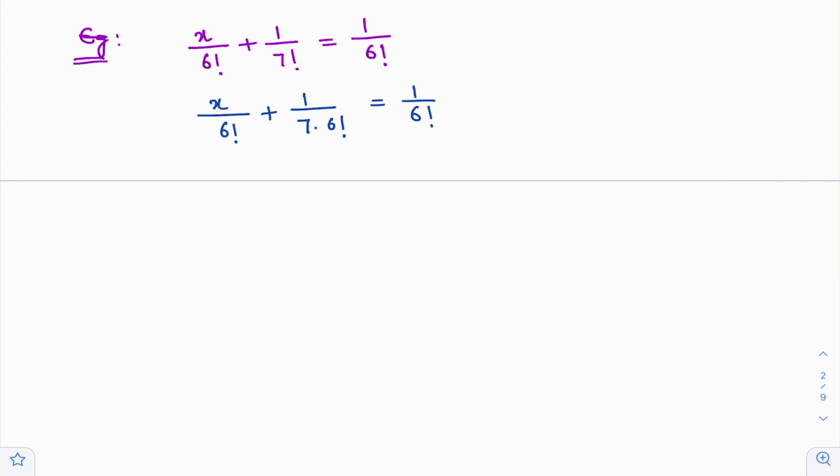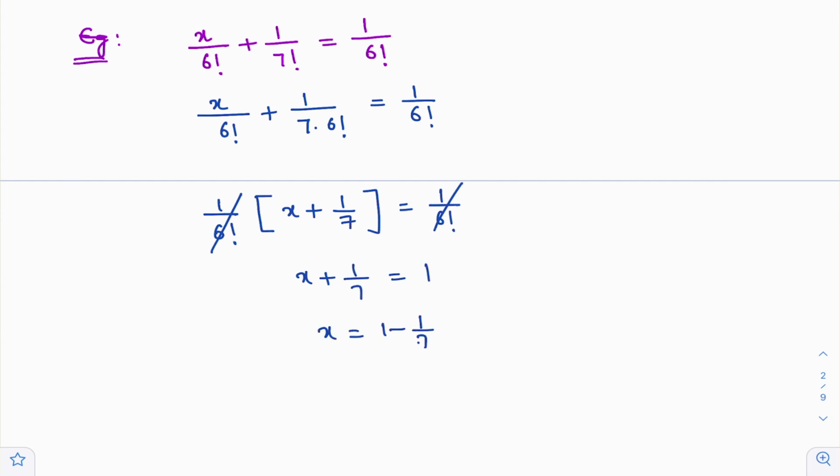You take 1 by 6 factorial common in the left hand side part. If you take 1 by 6 factorial common, what you will get? X plus 1 by 7 equal to 1 divided by 6 factorial. Now you can observe this 1 by 6 factorial will get cancelled. What you got here? X plus 1 by 7 equal to 1. X equal to 1 minus 1 by 7. X equal to 6 divided by 7.